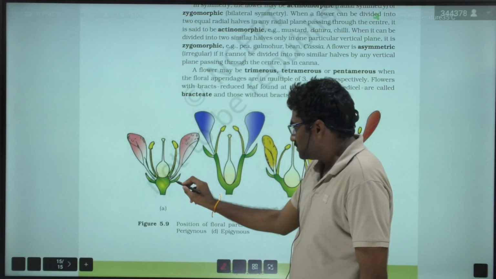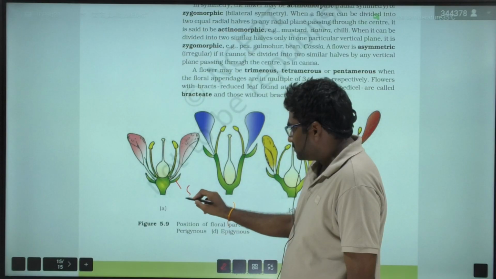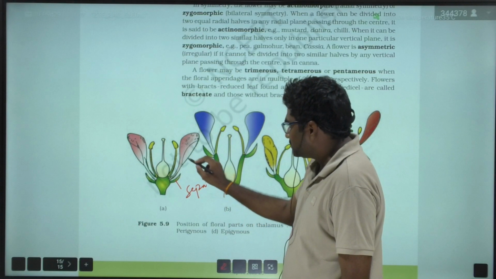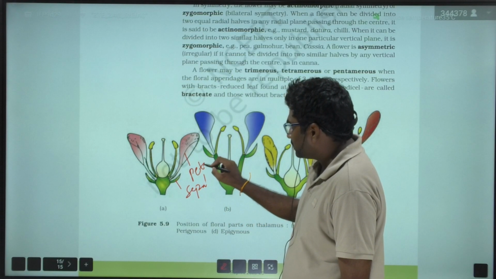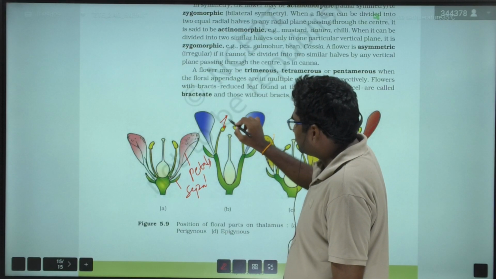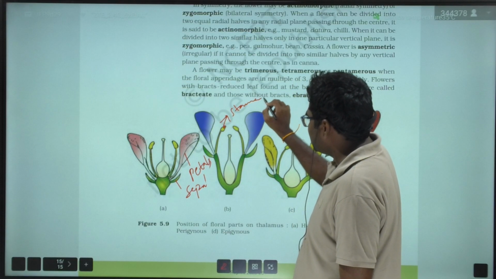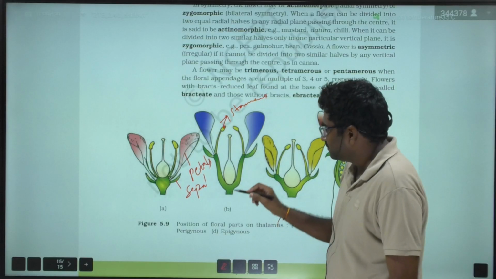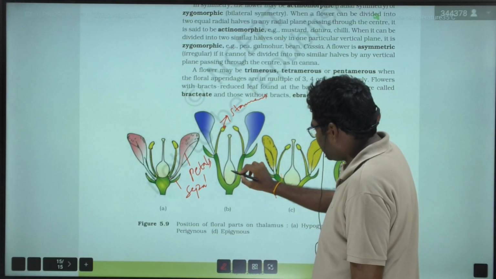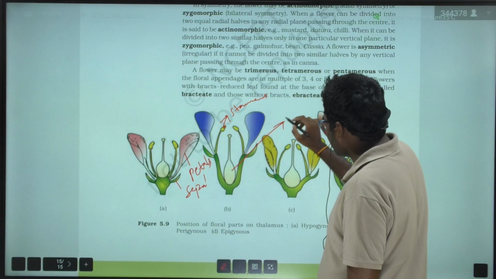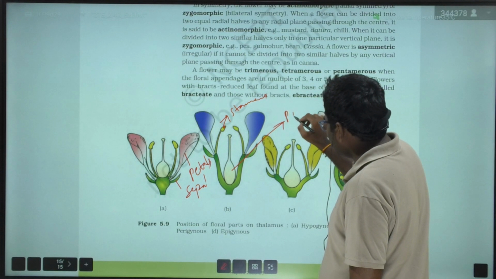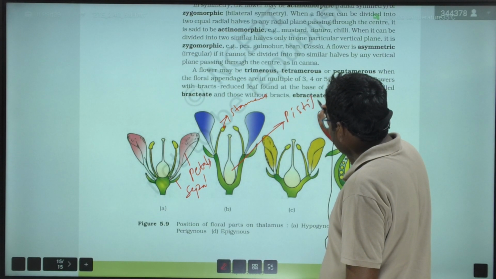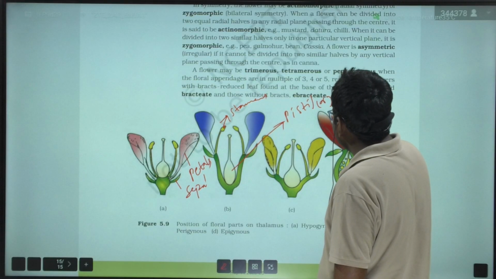So this is the calyx, made of sepals, the corolla known as petals, the androecium known as stamens, that is the male reproductive organ, and the female reproductive organ is known as gynoecium. The gynoecium is indicated with the pistil or carpel.